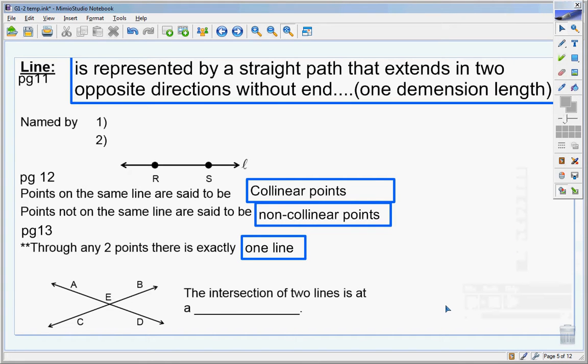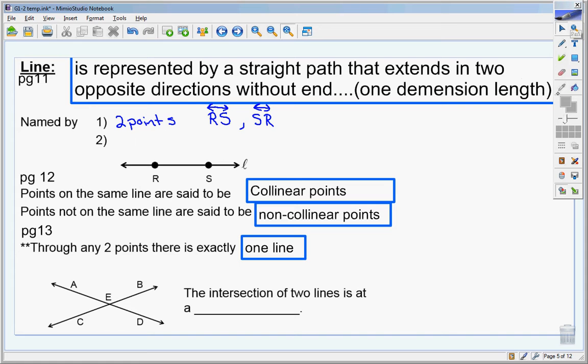When you are naming a line, you can name it in one of two ways. You can use 2 points to name it. I could say RS with a line symbol over the top. Notice that it has arrows on both ends. I could actually also say SR. It doesn't matter which points and which order I use so long as they're on that straight path.